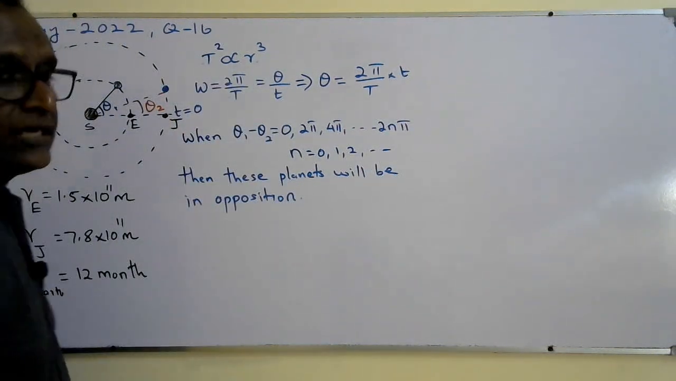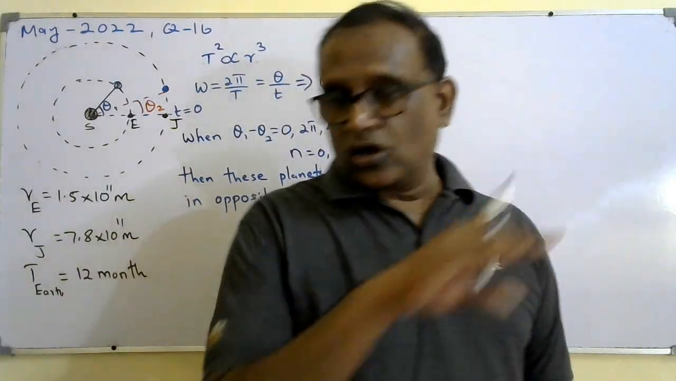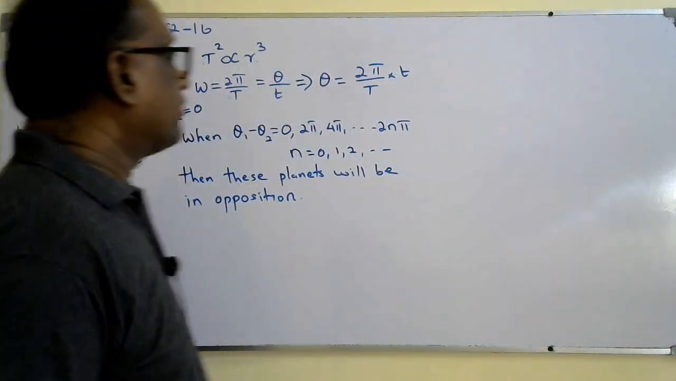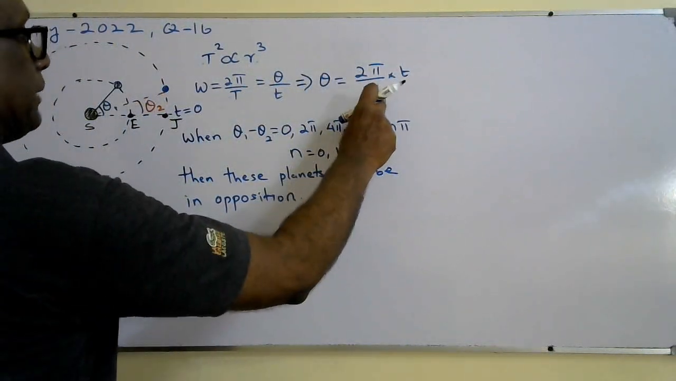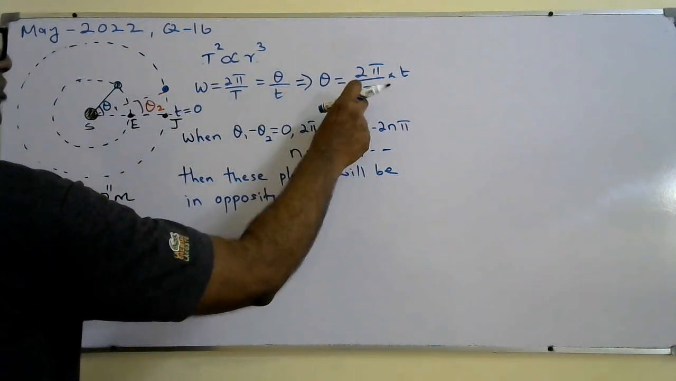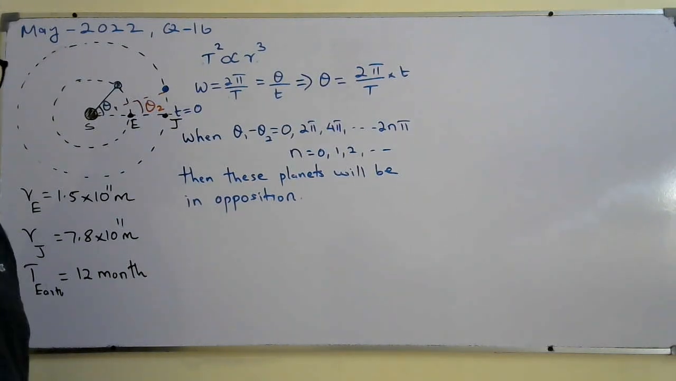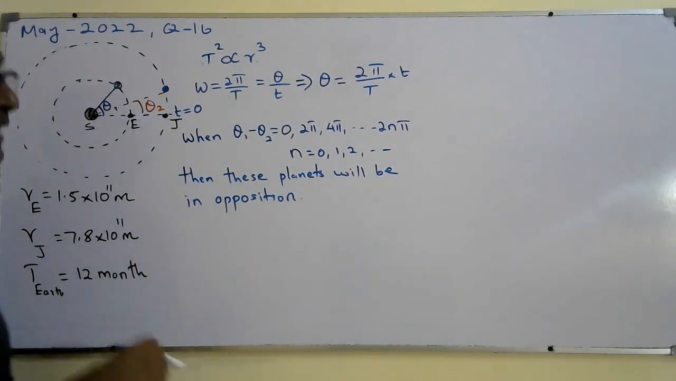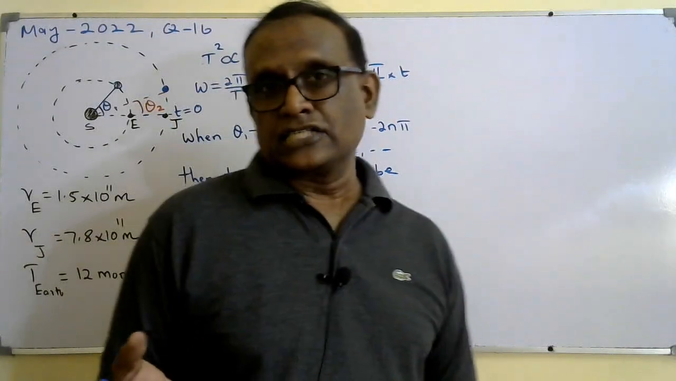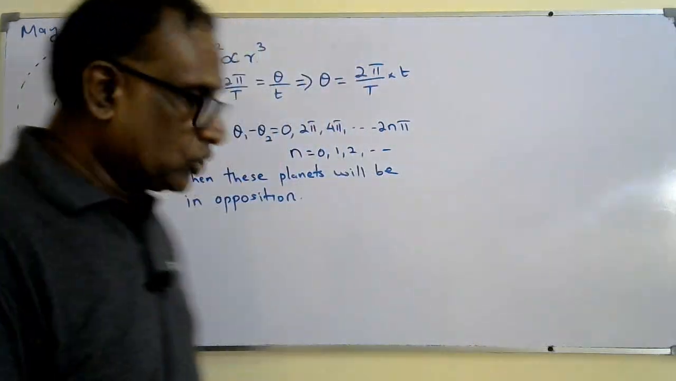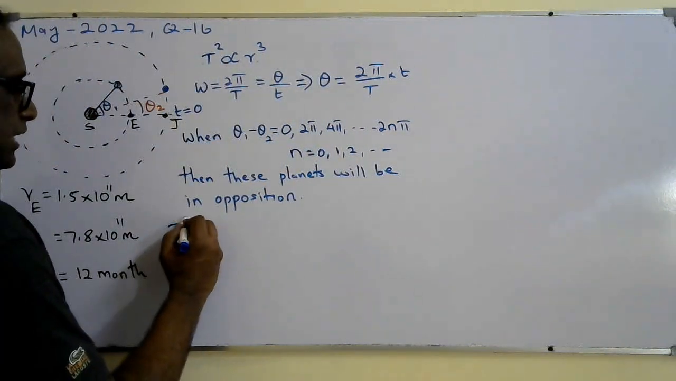Okay, so I need to find the time period for Jupiter, because the time period for Earth is given. I'm going to use the first part, the A part, where they asked to derive T squared proportional to r cubed. We derived that in the A part.